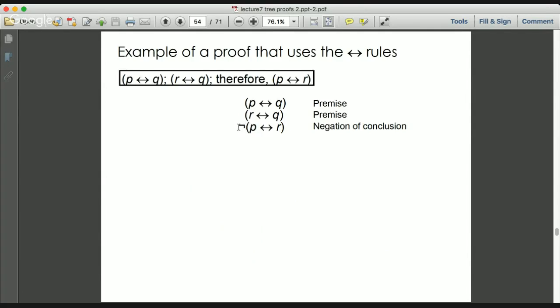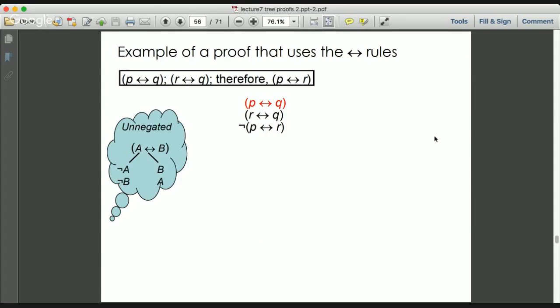So we write out the premises along with the negation of the conclusion. Let's unpack this. First of all, we apply our unnegated biconditional rule. So we write out both of these negated on this side and both of these not negated on this side. It doesn't matter which sides you pick, as long as you make sure you've got one branch with both of them negated and one where they're not negated.